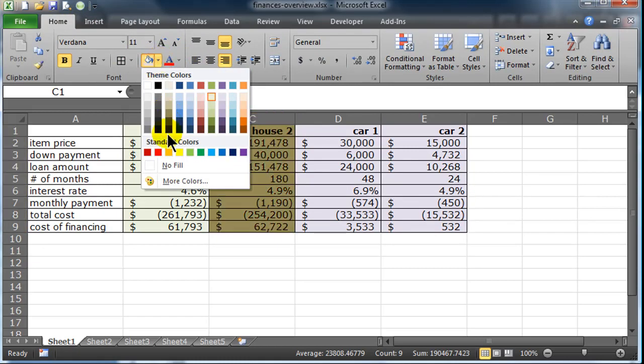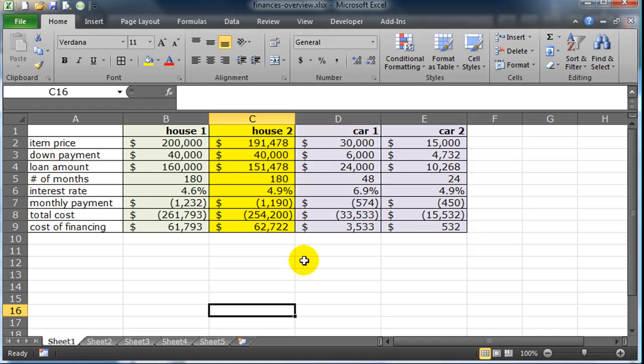And I'll change my background colors. There we go. So I want to get this house, and now I want to really look carefully at my loan. And what I'm going to do is create an amortization table. Amortization tables can be kind of intimidating the first time you see them.